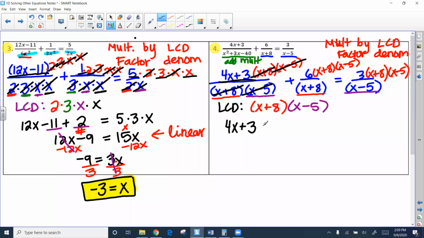Then I get the plus sign right here. From this fraction, the x plus 8 divides out. I'm left with the 6 times the x minus 5. Then I get the equal sign. And on the other side of the equal sign, the x minus 5 divides out, and I'm left with the 3 and the x plus 8. Okay, so I got rid of the fractions.